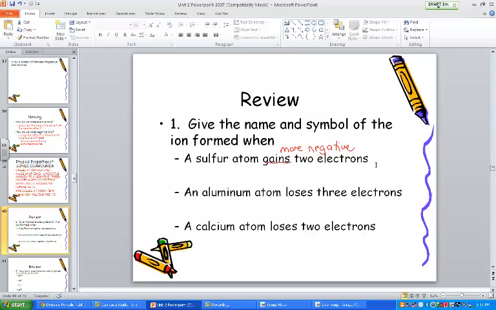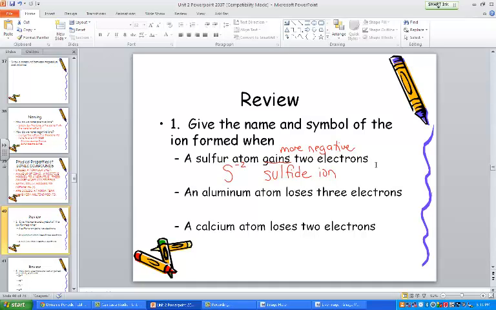When sulfur, symbol S, gains 2 electrons, it becomes negatively charged. To name negative ions, we change the last syllable. Sulfur becomes the sulfide ion. Gaining electrons, putting in extra negative pieces, makes it become more negative.